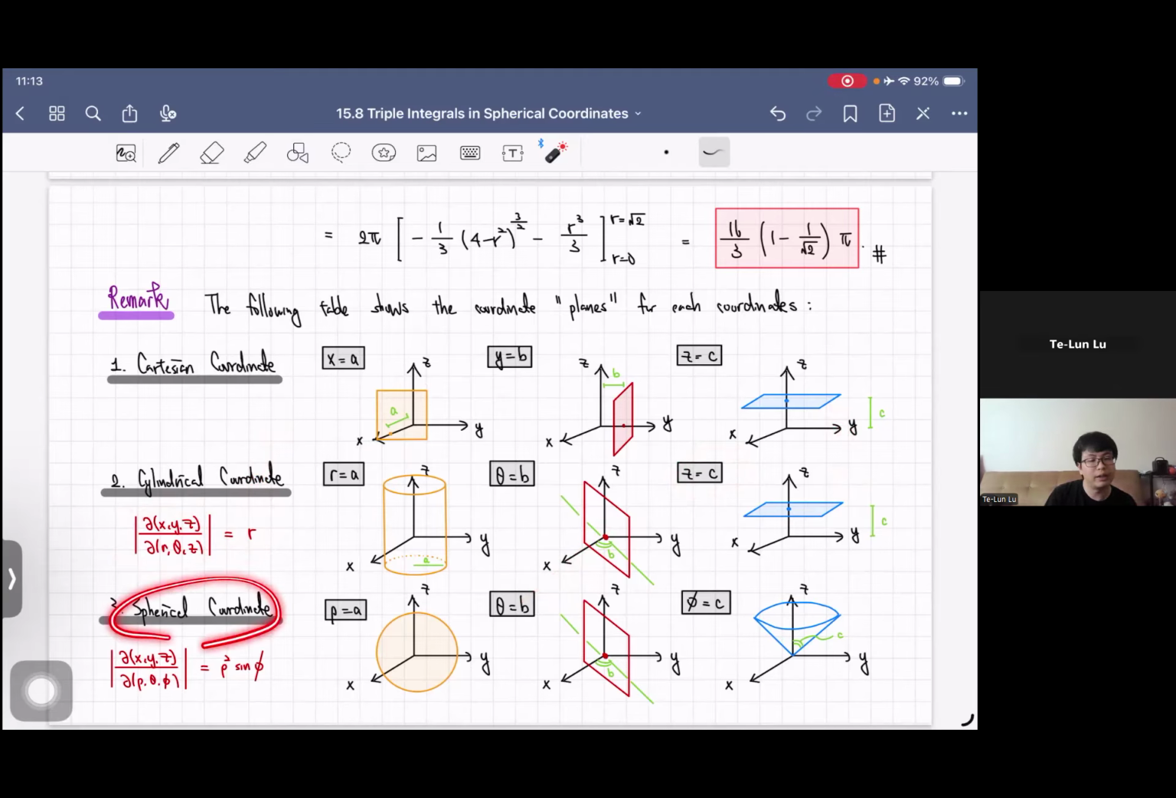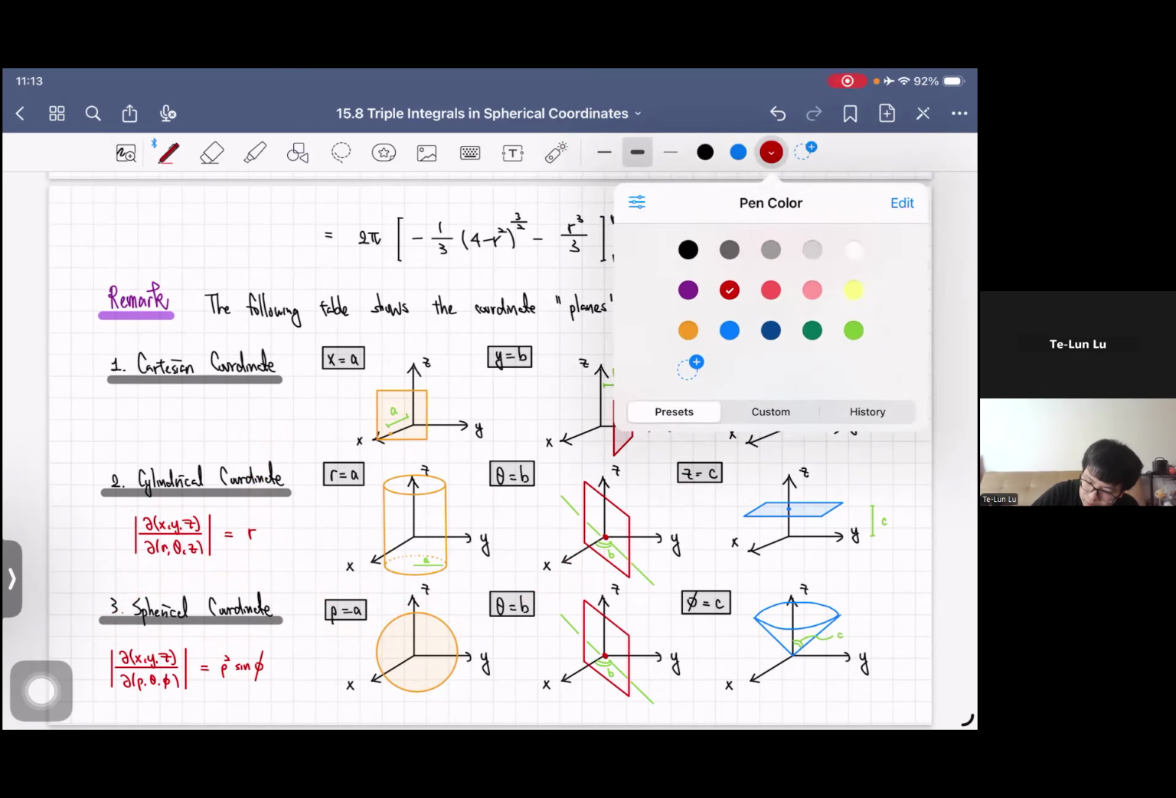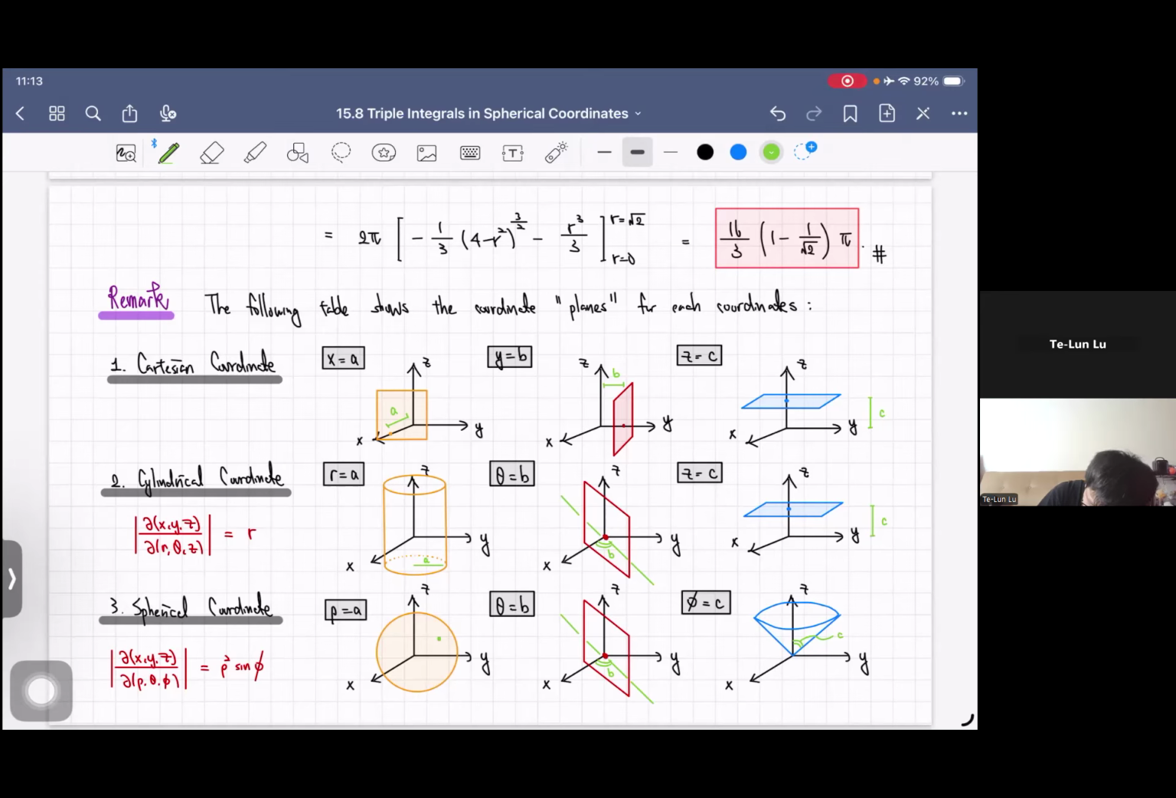As for the spherical coordinates, which we introduced this lecture, we know that rho equals a is basically a sphere, right? It is any point with distance a from the origin, which I should include here. Let me draw it. So for any point, you have a distance of a between the point on the sphere and the origin.